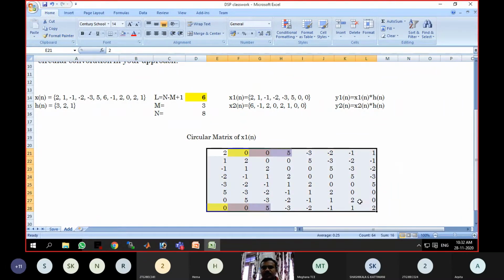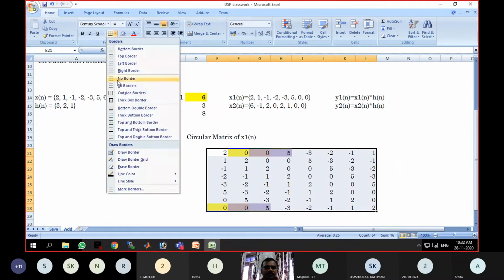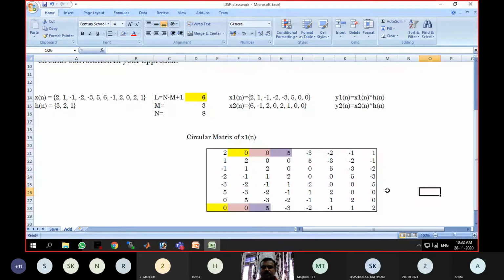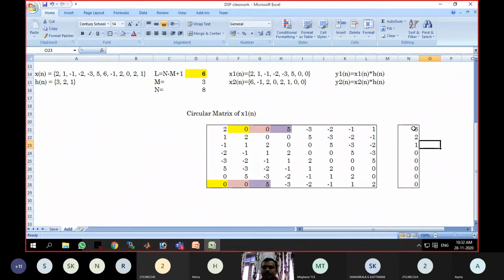Okay, so let me make it as a matrix for our reference. So this is one matrix. Then I need to multiply this one with the h of n matrix. So what is h of n? It is 3, 2, 1. Then the remaining bits are zeros. So it is also an 8 cross 1 matrix. So this one is the h of n matrix.